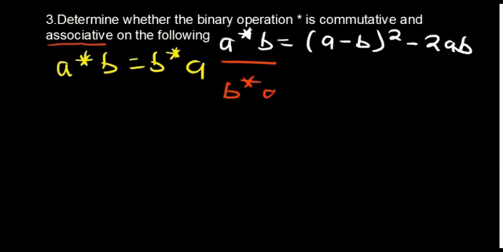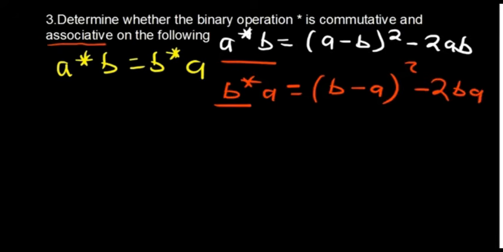So where it is A minus B, it's going to be B minus A, because we started with B squared minus, so where it is AB, it's going to be BA. Okay, so this part is actually the same. 2BA is the same as 2AB because multiplication is commutative.